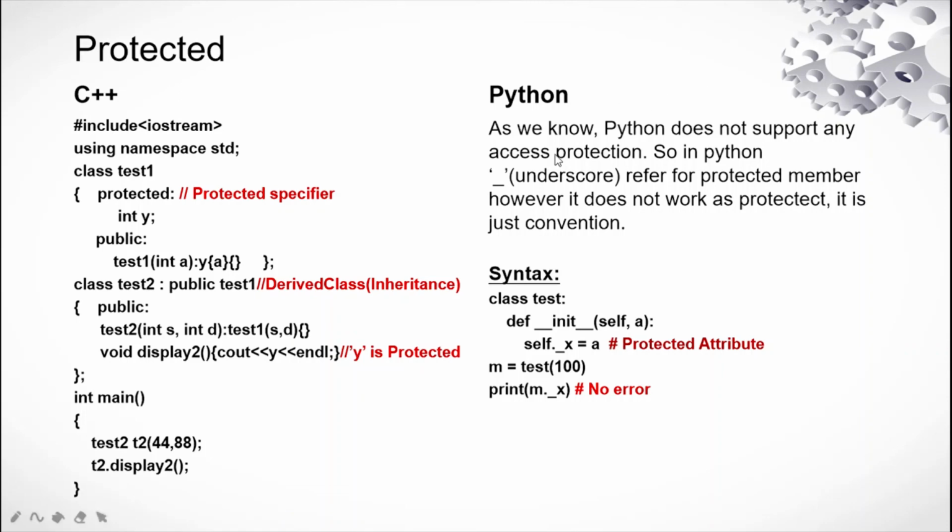And in Python we can achieve this protected functionality using an underscore, but however we can directly access it as well. So in Python we don't have any mechanism to make a protected member either. So we can say that Python doesn't support access specifiers explicitly.